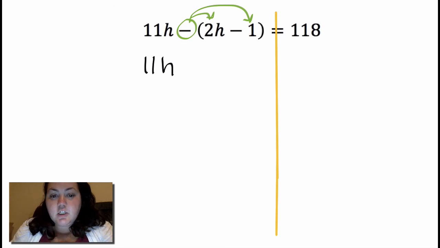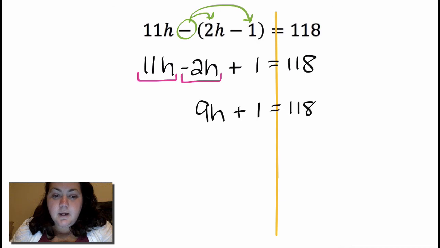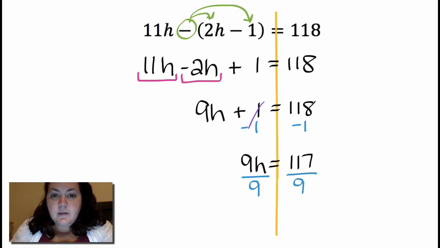So I have 11h. That's not changing. And it's going to be minus 2h plus 1. And bring down the 118. On the left side, I have two h terms I can combine. So 11h minus 2h gives me 9h. So I have 9h plus 1 equals 118. I'm going to subtract 1 on both sides. So I have 9h equals 117. And I'm going to divide both sides by 9. And I end up with h equals 13.